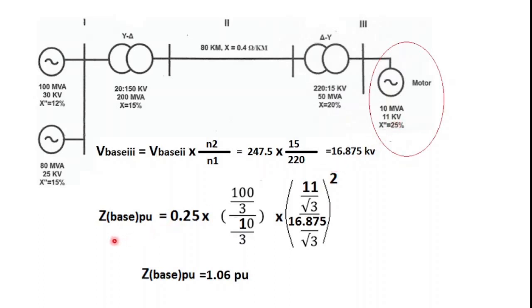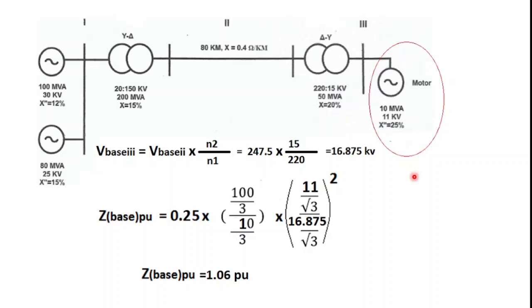So now we'll be applying that formula for that impedance, like Z per unit equals 0.25, this 25% in here, into S base new by S base old, this 10 MVA is the S base old, into the V base old, which is 11 kV, divided by the V base new, which is this one, 16.875 kilovolt. So just do the math and you will get Z pu equals 1.06 per unit. So this is the per unit impedance for the motor side.